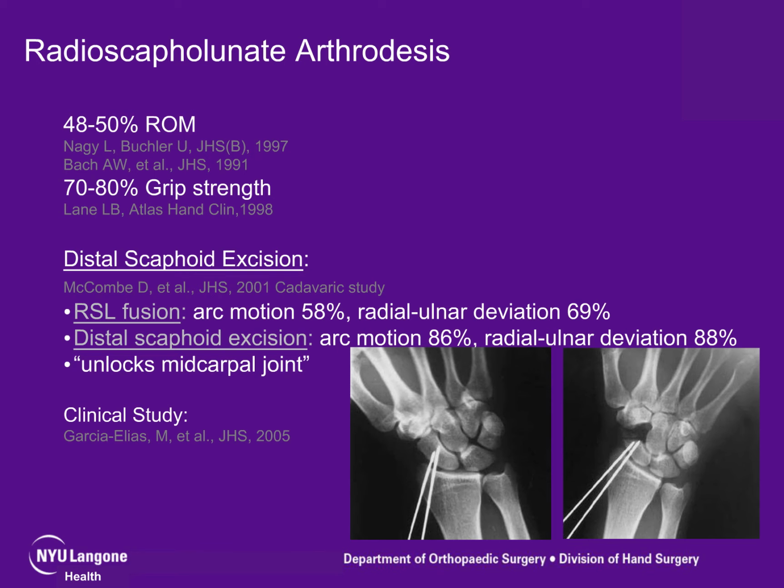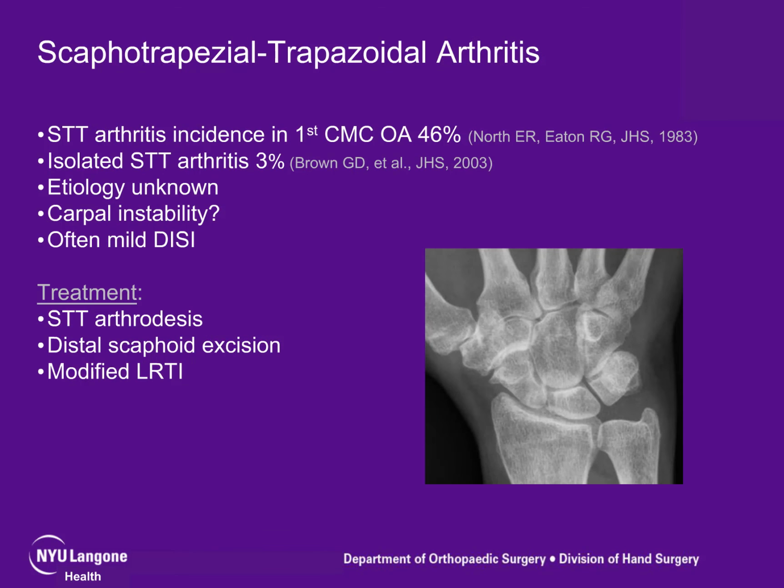But what's been discovered is that if you do a distal scaphoid resection, you can unlock the midcarpal joint, and this is what McComb showed in his cadaveric study. They showed that with the fusion, the typical arc of motion in a cadaver was 58%, but with the distal scaphoid excision, the motion could be improved to 86%. And later on in 2005, Mark Garcia-Elias demonstrated similar outcomes in a clinical setting.